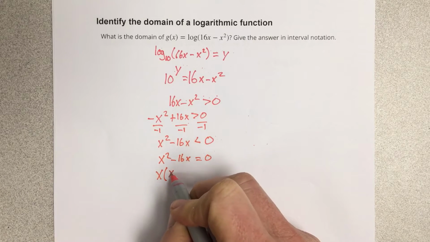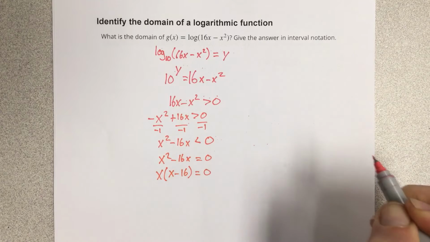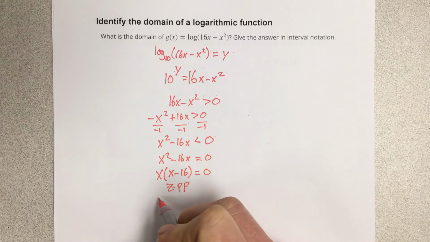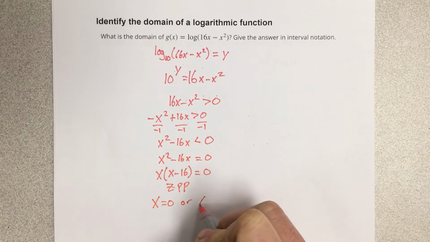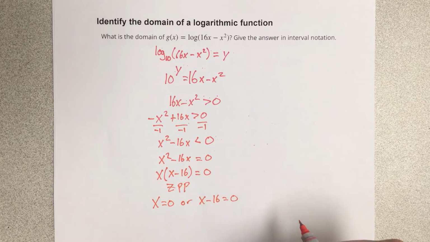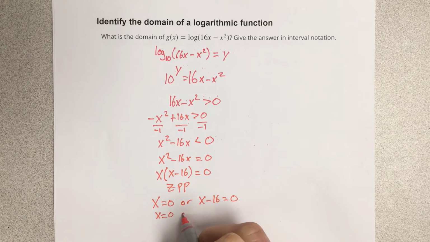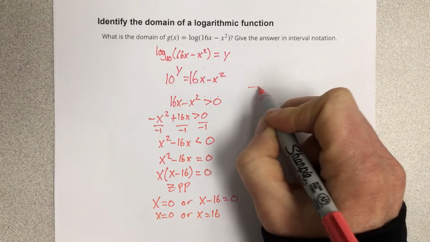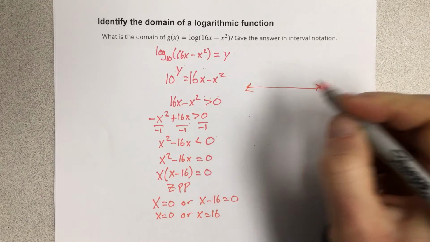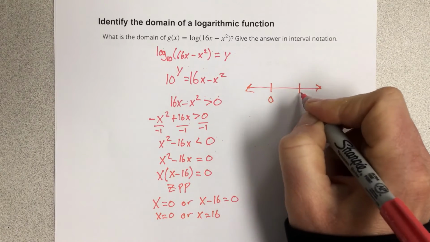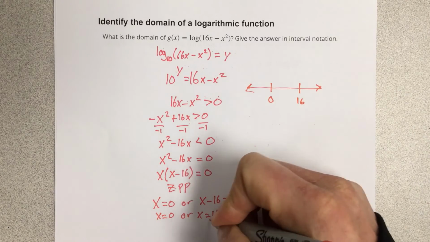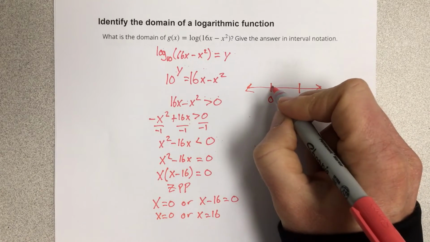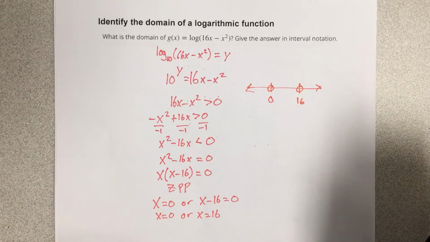So factor x out. And then ZPP, zero product property. So I get x equals 0 or x minus 16 equals 0. So I end up with x equals 0 or x equals 16 for my zeros. I draw a number line. I got 0 and 16. Those are both open dots because if I plug them into the original inequality, that inequality cannot equal 0. So these zeros are not actually solutions for us.